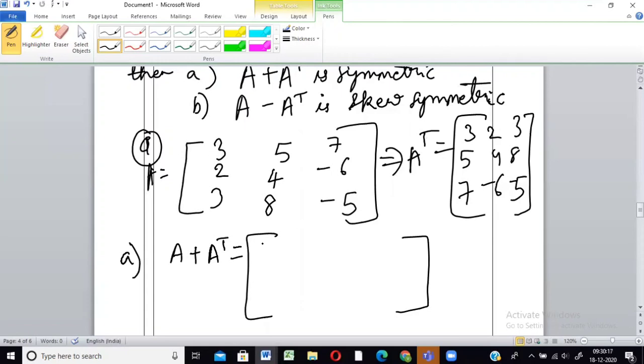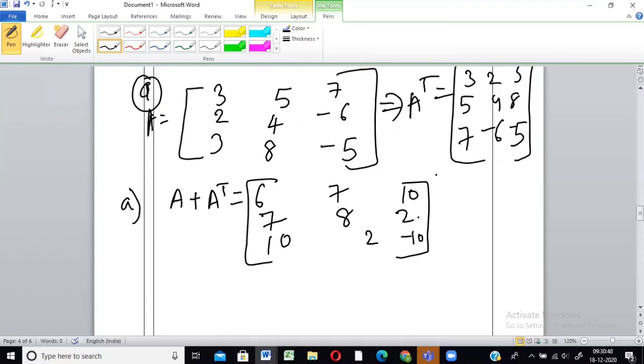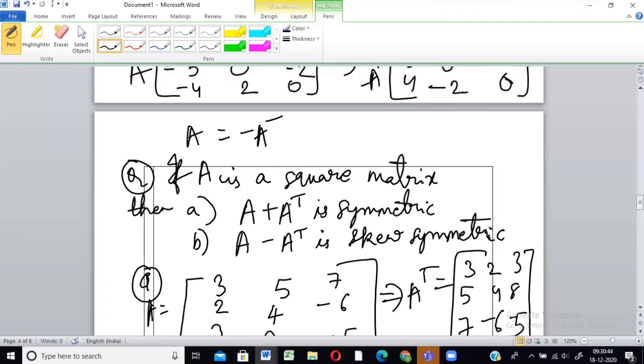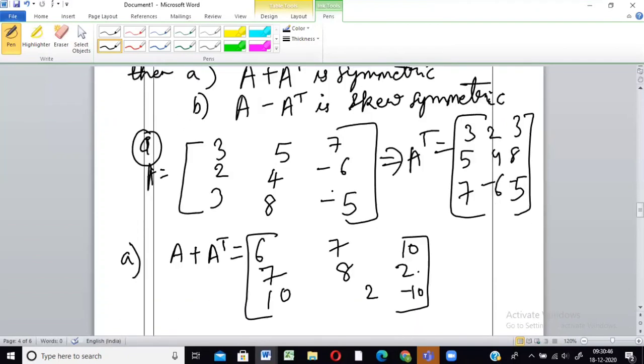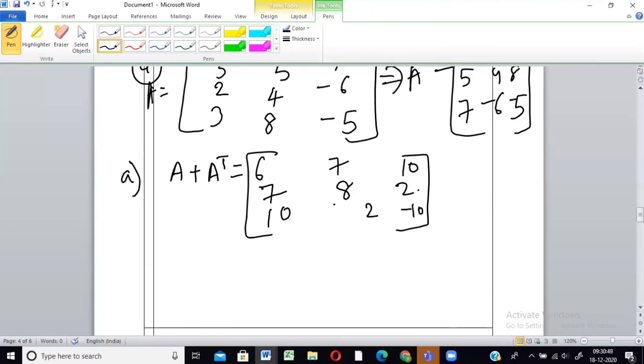3 plus 3 is 6, 5 plus 2 is 7, 7 plus 3 is 10, 2 plus 5 is 7, 4 plus 4 is 8. The next one: 2, 10, 2 minus 10. Okay, these are the answers we have. Now this is clearly a symmetric matrix, as you can see. What I said was that A plus A transpose is symmetric, right? So we have got the A plus A transpose matrix, and it is of course symmetric.